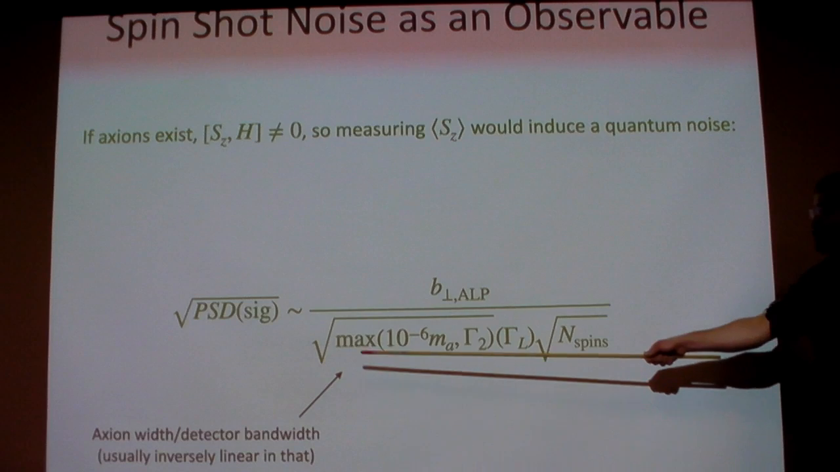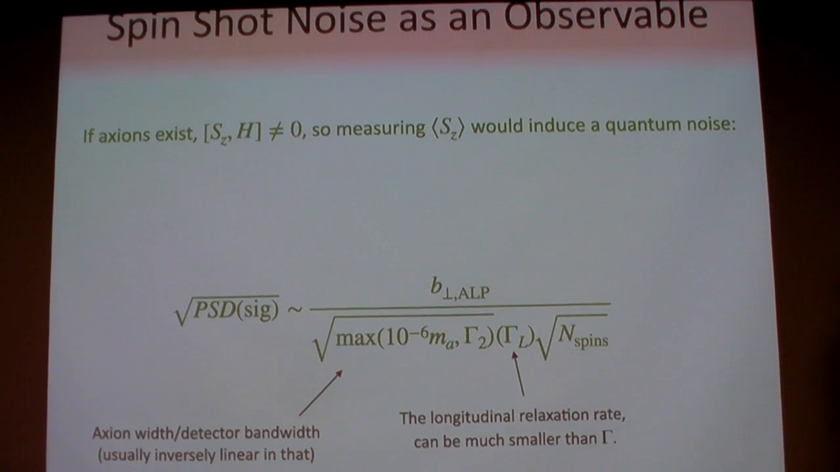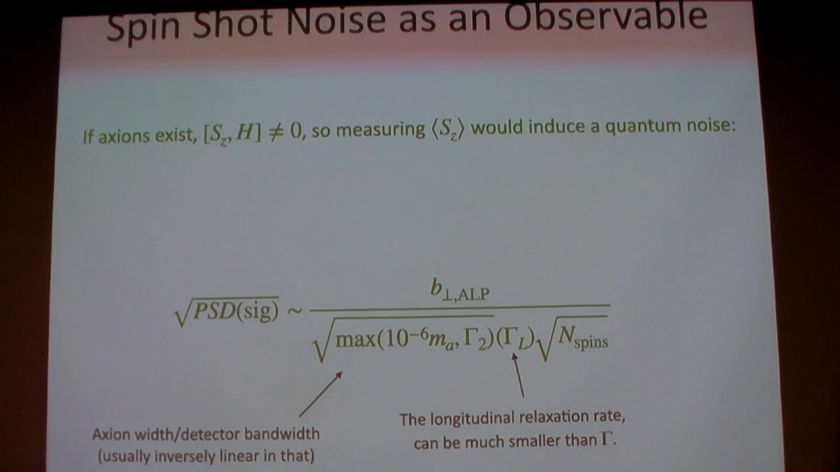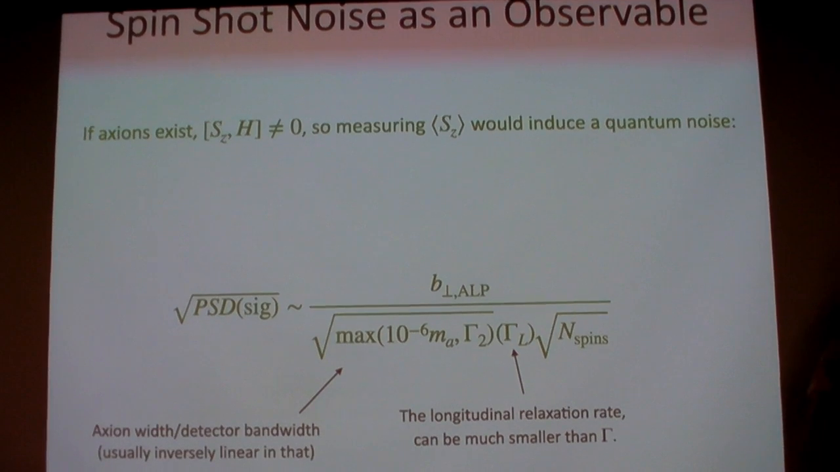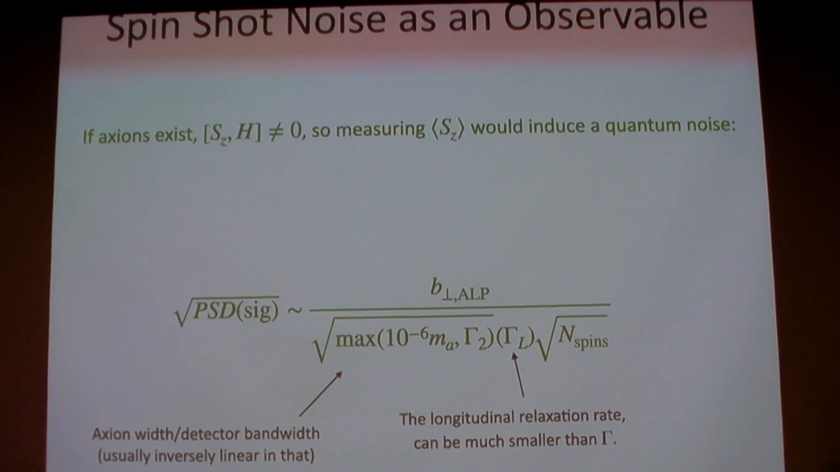For example, usually you go like 1 over the bandwidth. Here we're going like 1 over the square root of the bandwidth. So that's a very weird thing. And you also depend on the longitudinal relaxation time, which I didn't mention at all. It's one of the details I skipped, like to leading order and relevance in the Bloch equations. There are actually 2 relaxation rates, one in the direction of the magnetic field, one in the direction perpendicular, and this number can be much smaller than gamma 2.